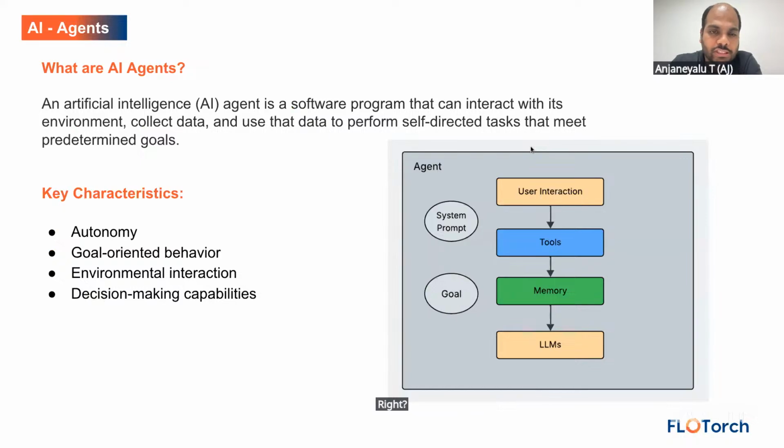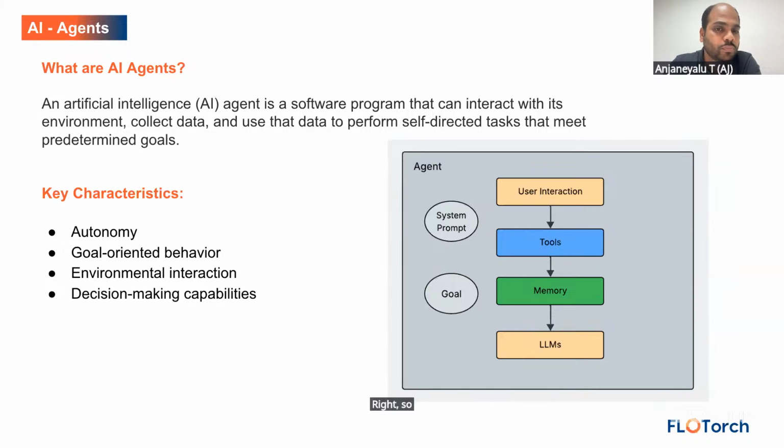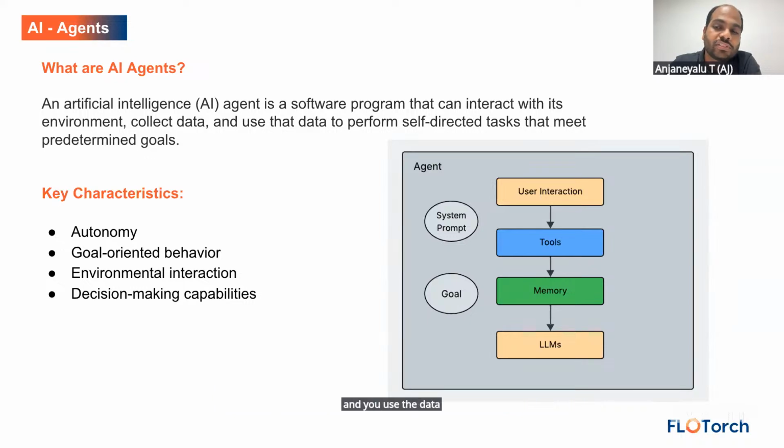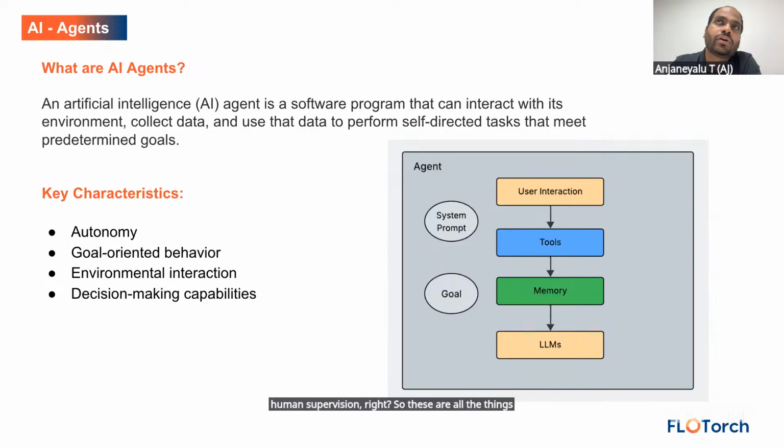Today's topic, I'll start with a very fundamental question. What exactly is an agent, and how is it different from chatbots you might already be familiar with? An AI agent is more than just a chatbot that answers questions. It's a software program that can work toward goals autonomously. That is very important. An AI agent is a software program that can interact with its environment, collect data, and use the data to perform autonomous multi-step tasks that achieve predetermined goals without constant human supervision. These are all the things that you should be aware of.